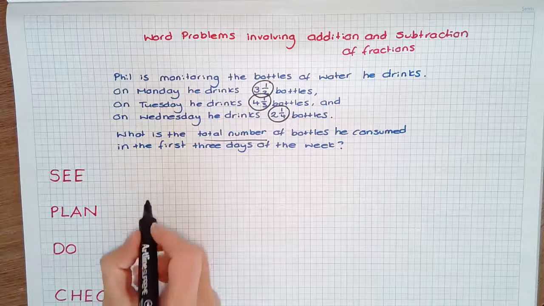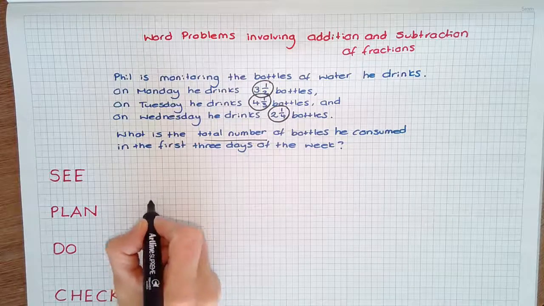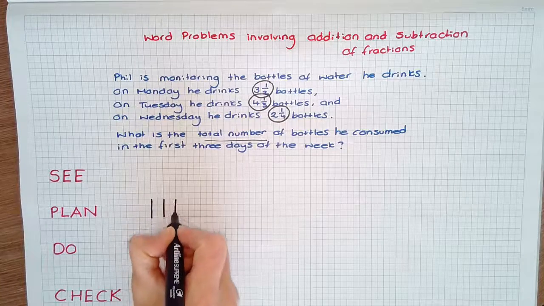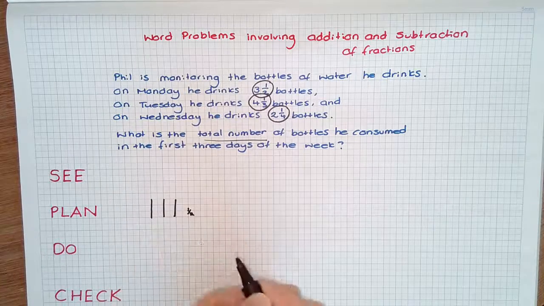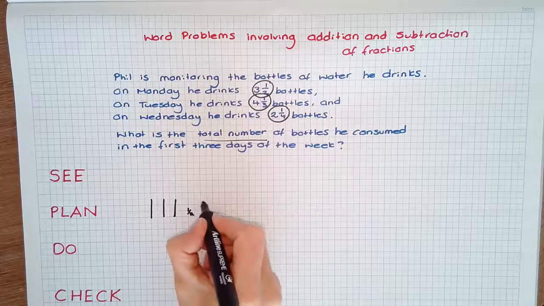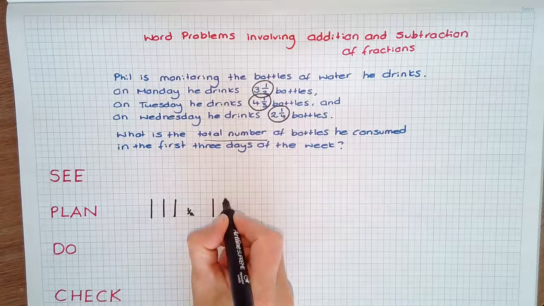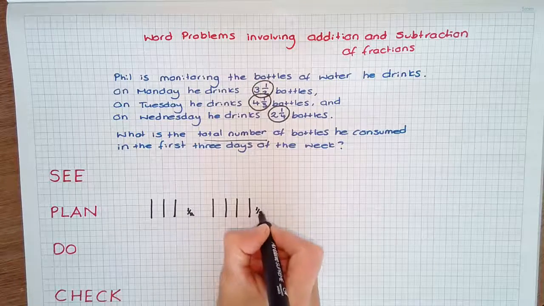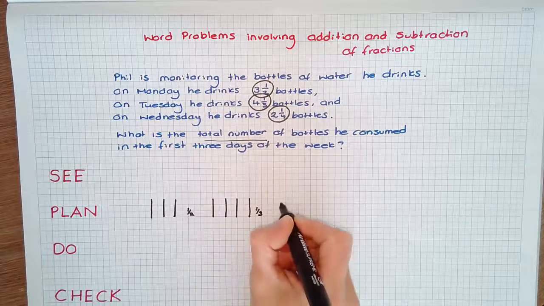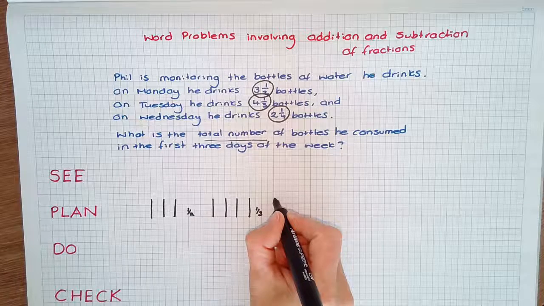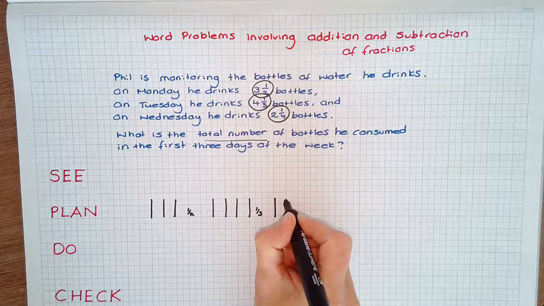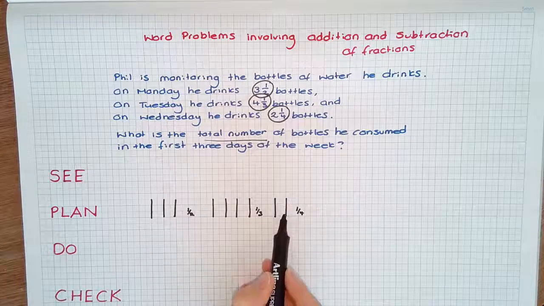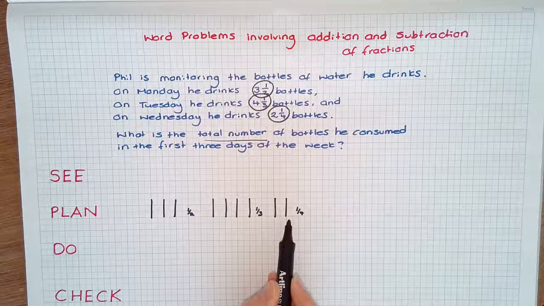So on Monday, he had 3 bottles and 1/2 a bottle. On Tuesday, there were 4 bottles and 1/3 of a bottle. And on Wednesday, 2 bottles and 1/4 of a bottle. We can add up the whole numbers first and then add the fractions.